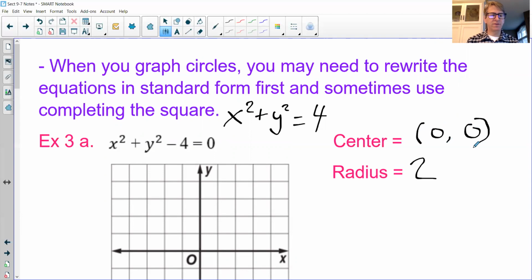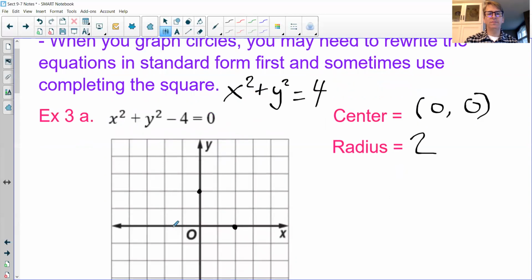So you have a center at 0, 0. You have the radius of 2. And with that in mind, your graph looks like this of your circle.